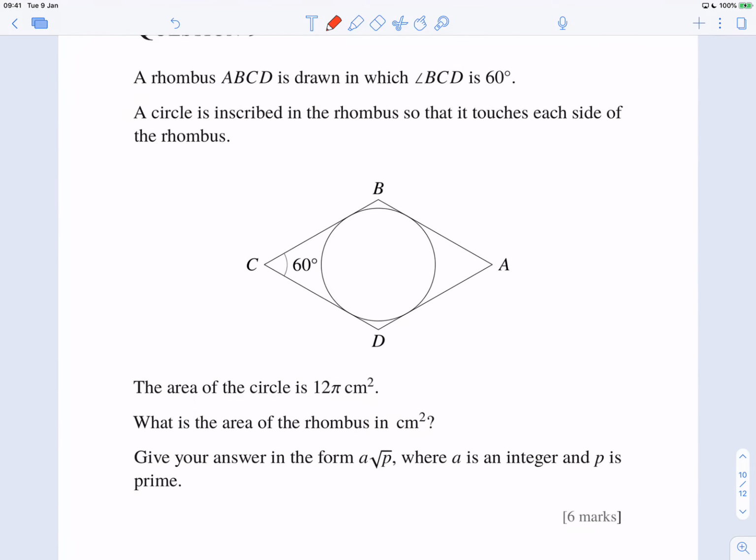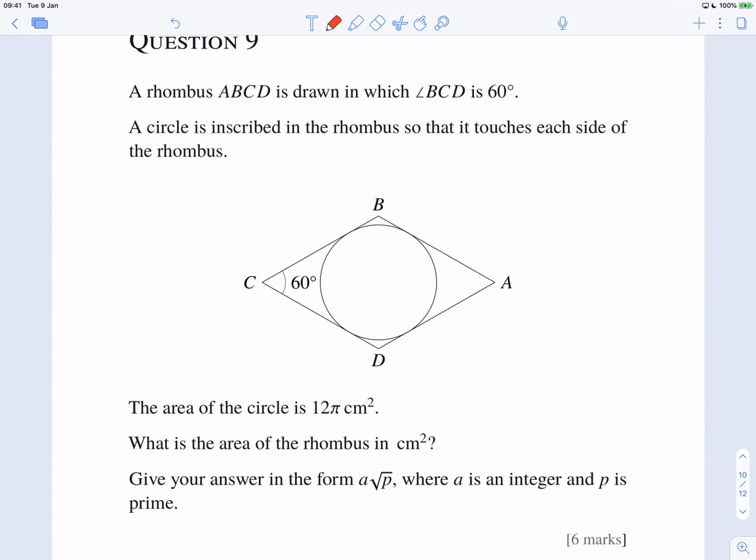Okay. A rhombus ABCD is drawn in which BCD is 60. Okay, that's given. A circle is inscribed in the rhombus that touches each side of the rhombus. Okay, right, first of all, I'm going to draw a line from B to D. And if I know this is a rhombus, then this side is the same as this one. It's the same as this one and this one.